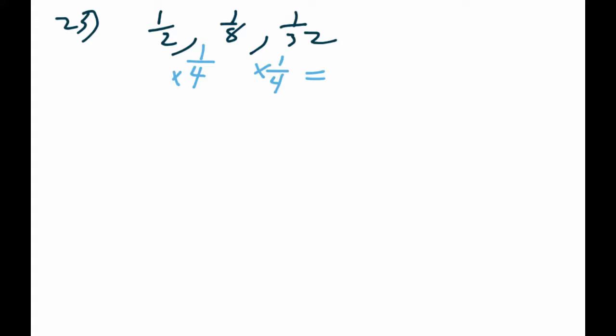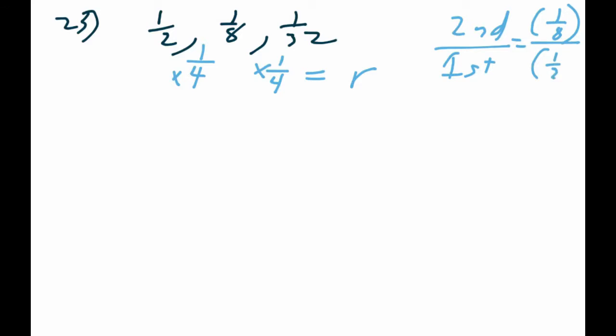Does that work with the second part? So this turns out to be r. The other way to find r in these situations is to take the second number divided by the first number. So if you did 1/8 divided by 1/2, that gives you r. So r equals 1/4 in this geometric sequence.